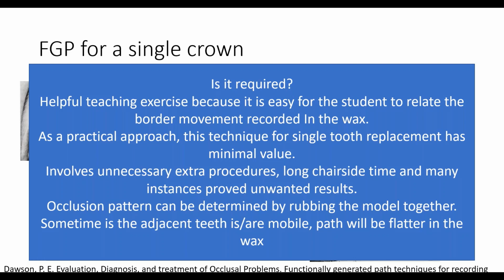It is helpful as a teaching exercise because it is easy for students to relate the mandibular movement recorded in the wax. As a practical approach, this technique for single tooth replacement has minimal value, involves unnecessary extra procedures, long chairside time, and in many instances has proved to give unwanted results. So the occlusal pattern can be determined by rubbing the models together. Sometimes the adjacent teeth have a mobile path which will flatten the wax pattern, so sometimes it can be excluded.